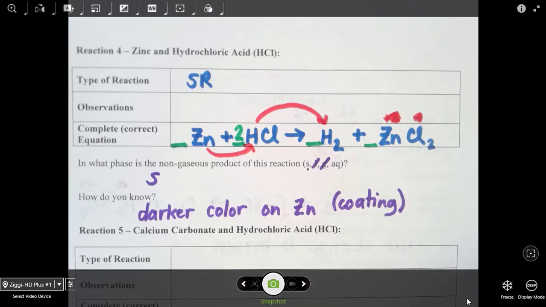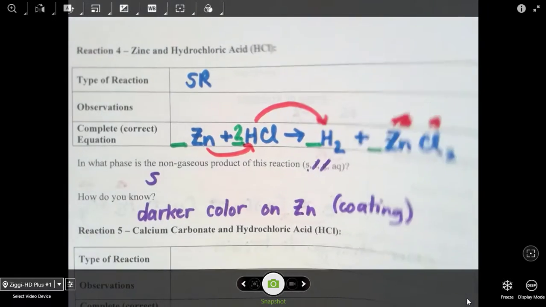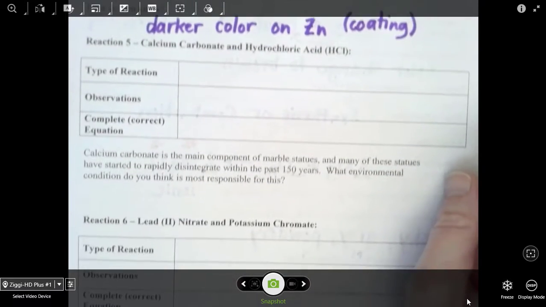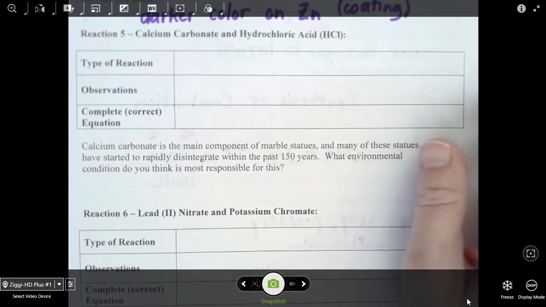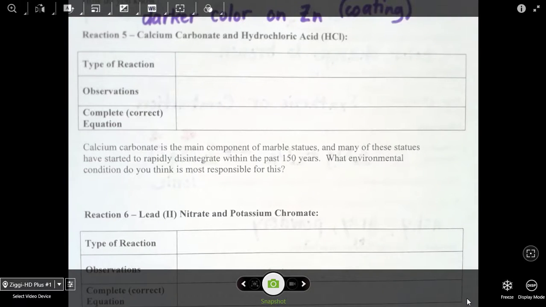All right, next one. Are the questions going to be on our test Friday? No, your quiz Friday is going to have balancing equations. It's going to have predicting products, so knowing what am I going to make, and it's going to have types of reactions. There's no question like, how do you know this is a solid product. Those are lab questions that we're just going through.